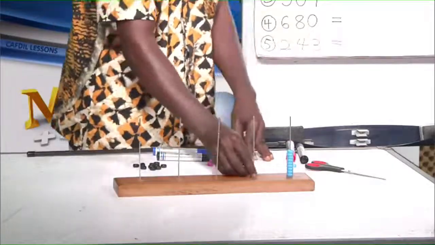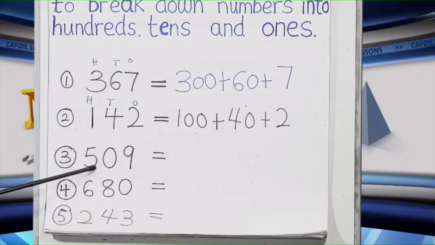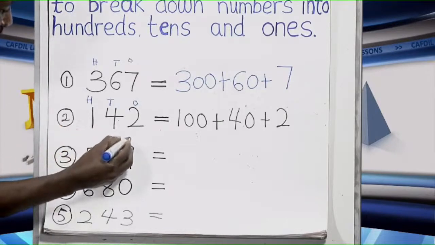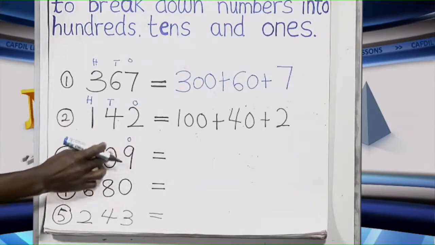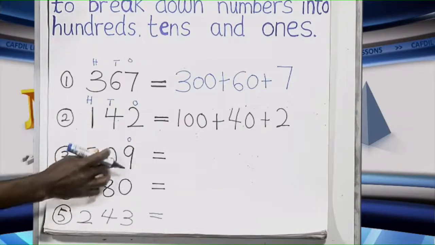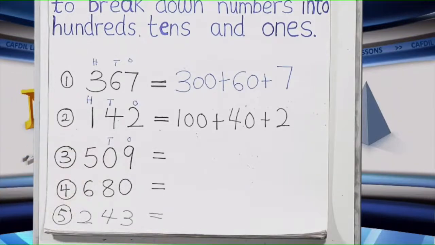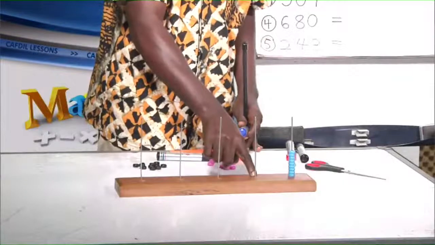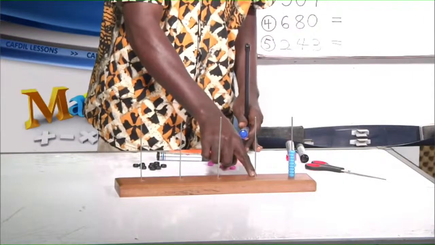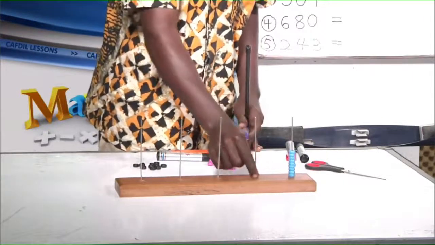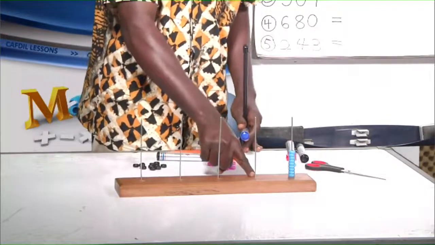Now for the tens column, you can see that we don't have any 10. The number here is what? 0 under the tens column. Meaning that for the tens column, we are not going to put any bead here because we have 0 there.